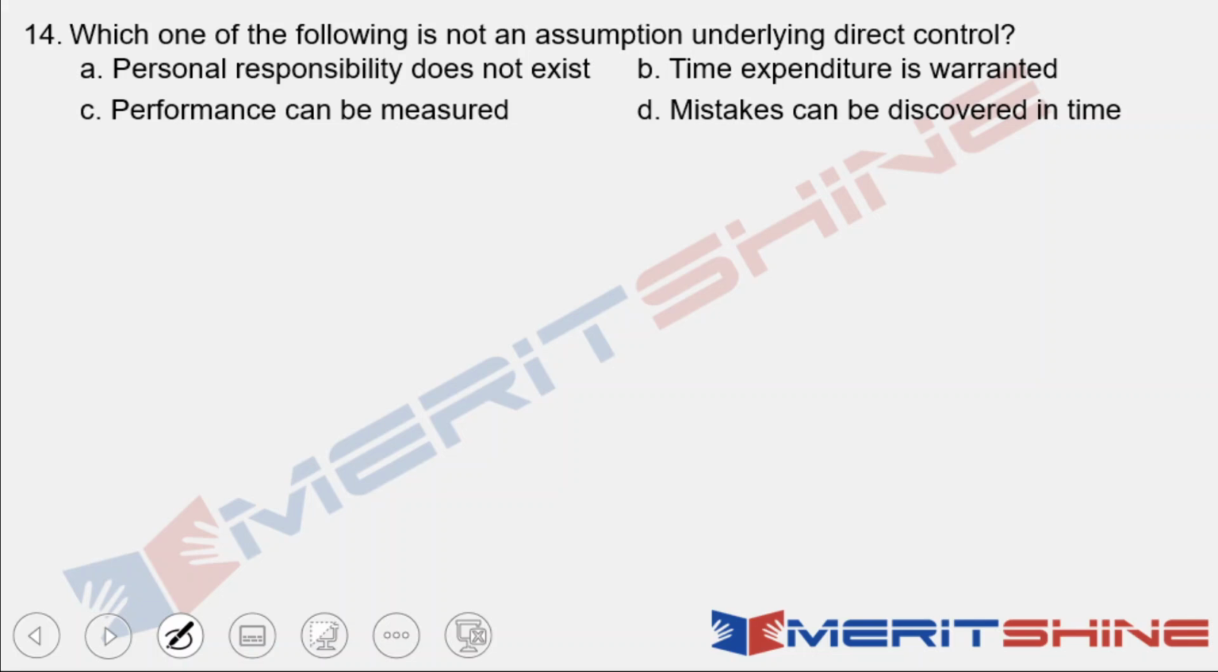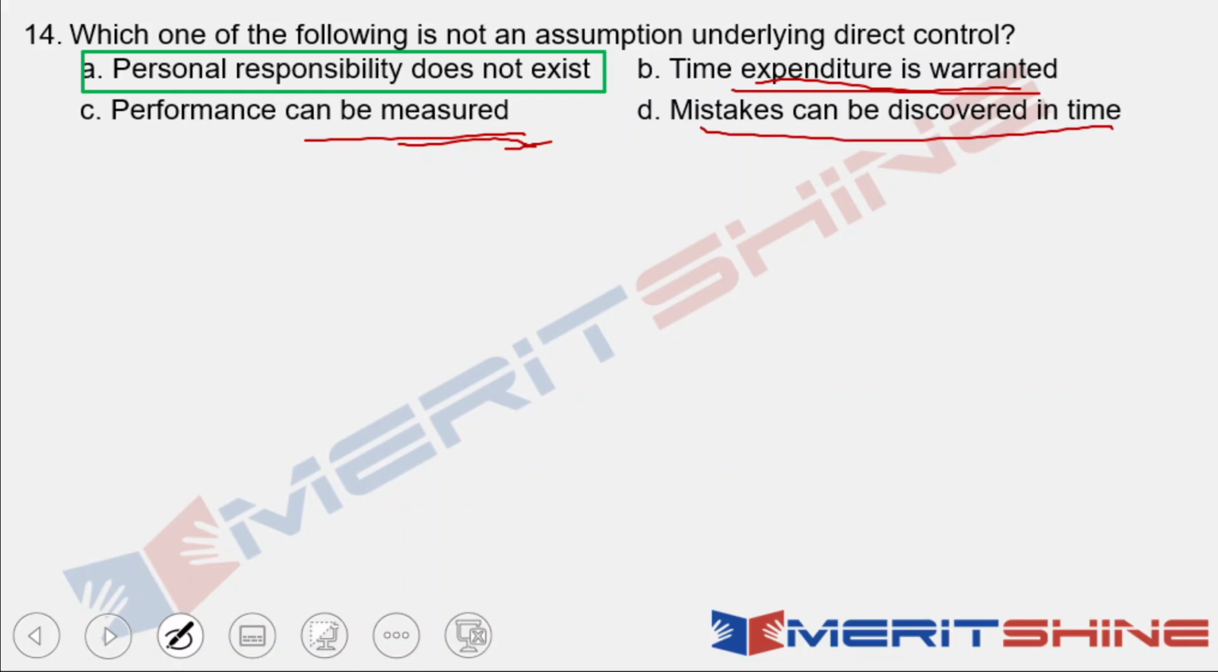So what is not direct control in here? Performance can be measured is an assumption of direct control. Then time expenditure is warranted. There would be time expenditure. It is an assumption. Mistakes can be discovered in time. So see, even if you do not know what is direct control, from the word you know that direct control is essentially when there is a clear chain of command, and from that they are trying to get data and have control over the systems of the task that is happening out in the field or on the shop floor.